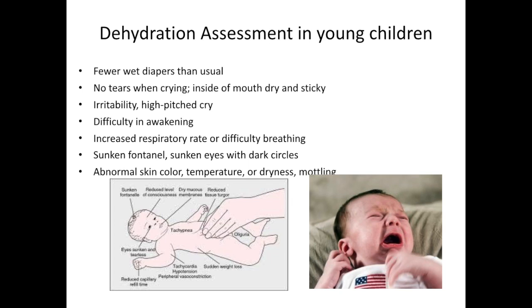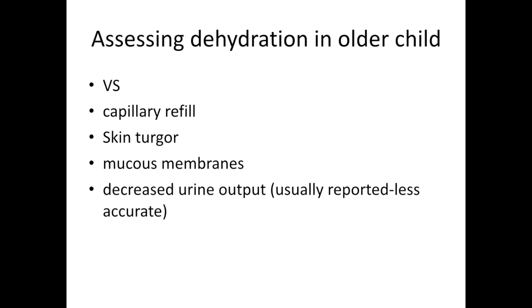Their skin temperature and color may be abnormal, and they have what we call mottling. So as this child becomes more dehydrated and is leading towards shock, they have a decreased perfusion to the extremities, and this is exhibited by a pale color, and then they have these red circles, which are the capillary beds. It sort of looks like lace, and that's what we call mottling. And there's also dryness.